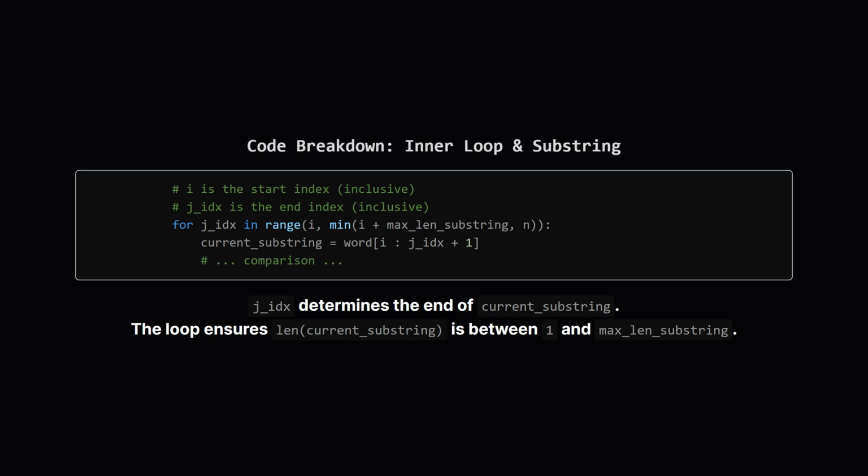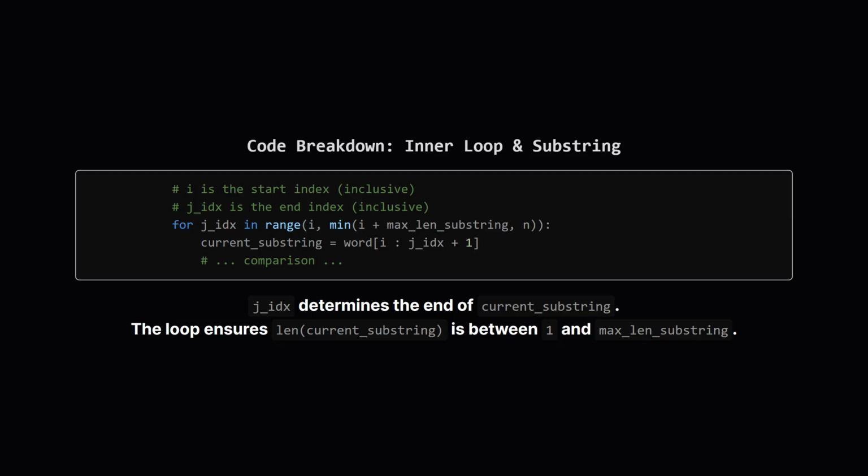Inside that outer loop, we have another loop. This inner loop is for j_idx. This j_idx represents the inclusive end index of our substring. It starts from i, meaning the shortest substring has length 1, and goes up to a calculated limit. This limit is the smaller of two values, i plus max_len_substring, or n, the end of the word. This ensures that the substring word[i:j_idx+1], which grabs characters from index i up to, but not including, index j_idx+1, respects our maximum length constraint and doesn't go out of bounds.